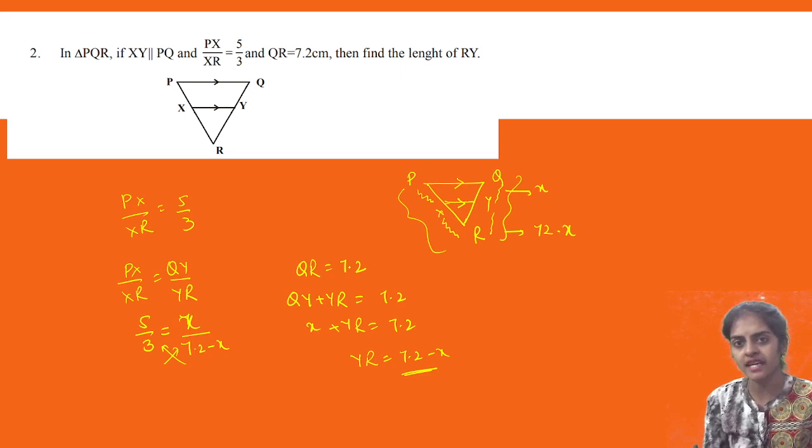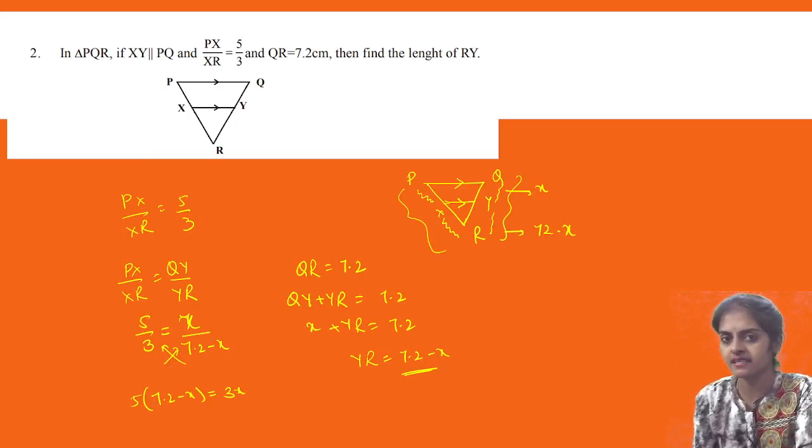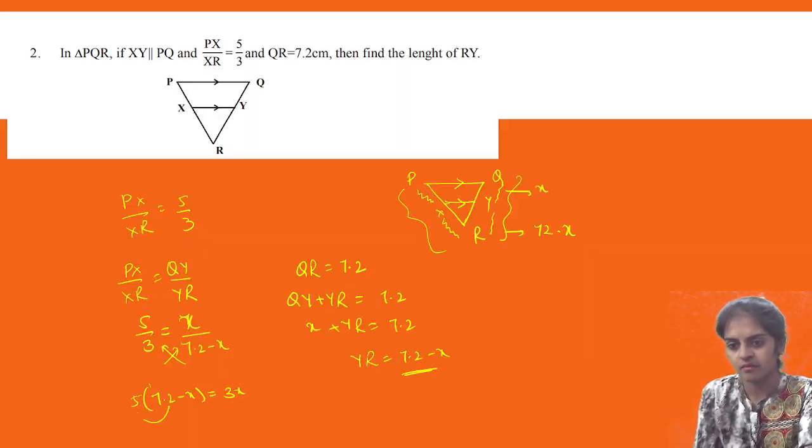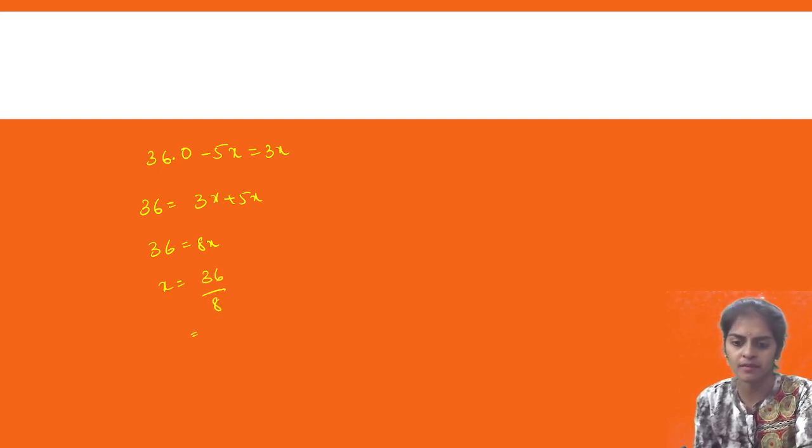Now please cross multiply. So you have 5 into (7.2 minus x) is equal to 3x. Okay, so 5 into 7.2 minus x is how much? 5 twos are 10, 5 sevens are 35 plus 1, 36. So 36.0, or simply you can write 36 minus 5x is equal to 3x. So 36 is equal to 3x plus 5x, or 36 is equal to 8x, or x will be equal to 36 divided by 8. So how much am I getting here? 8 fours are 32, so 4.5 I'm getting.